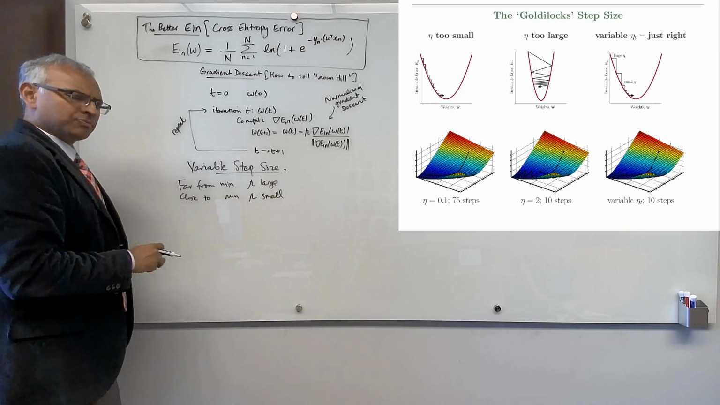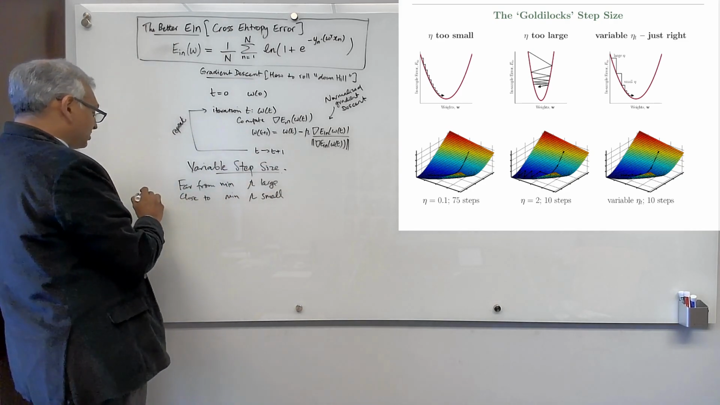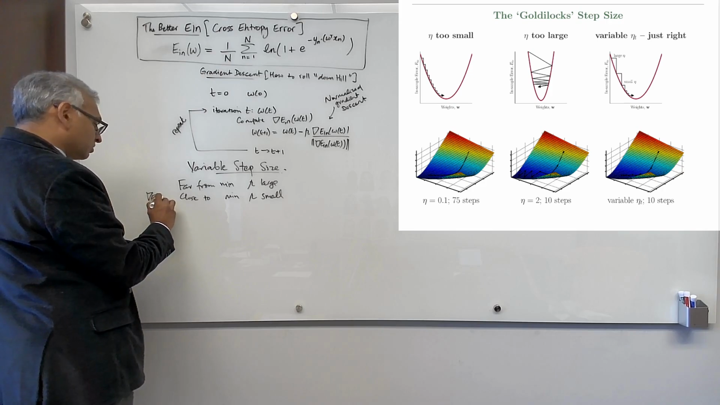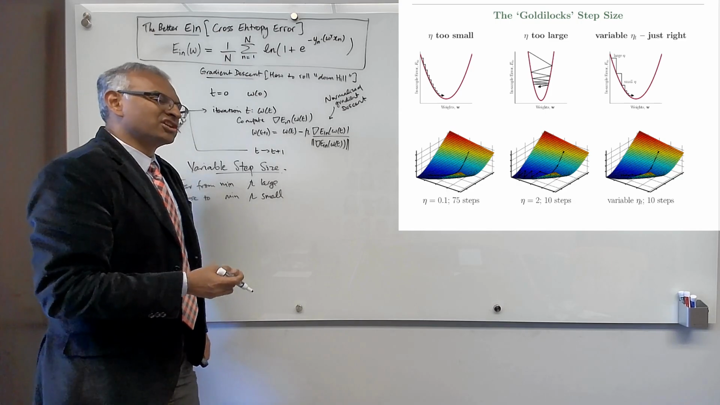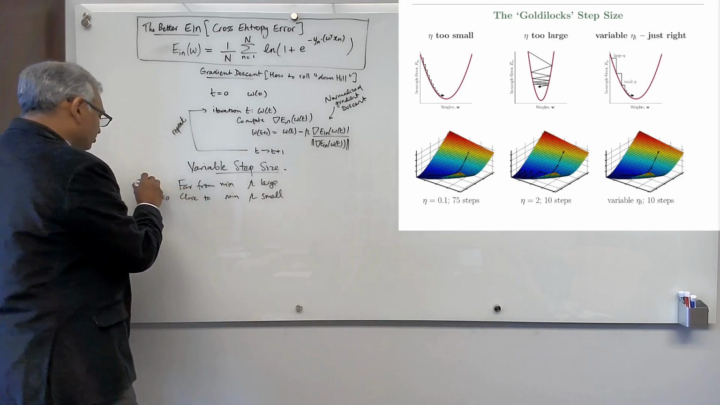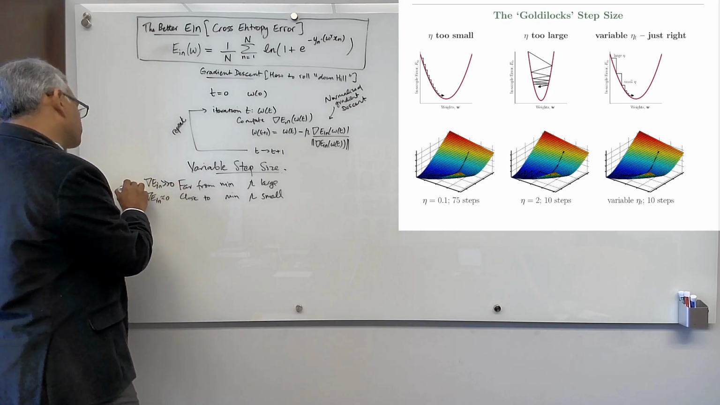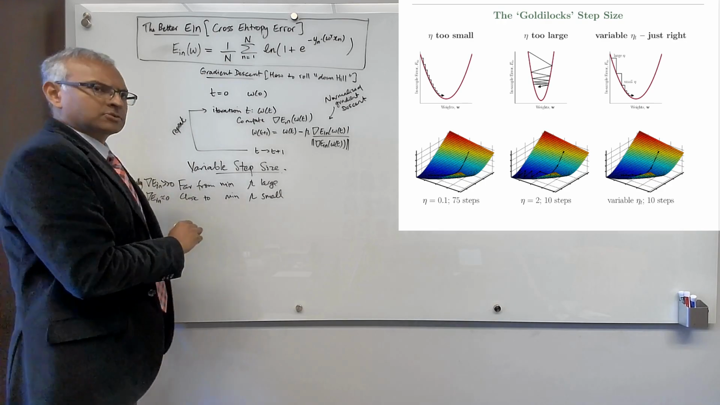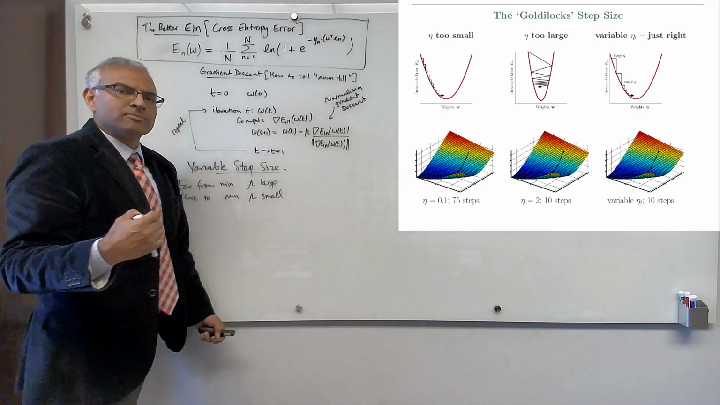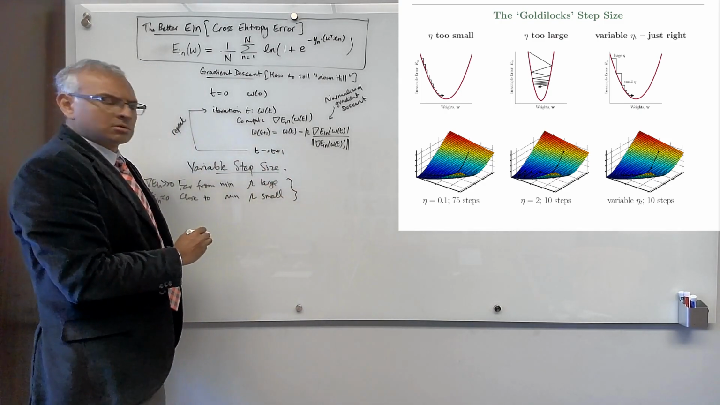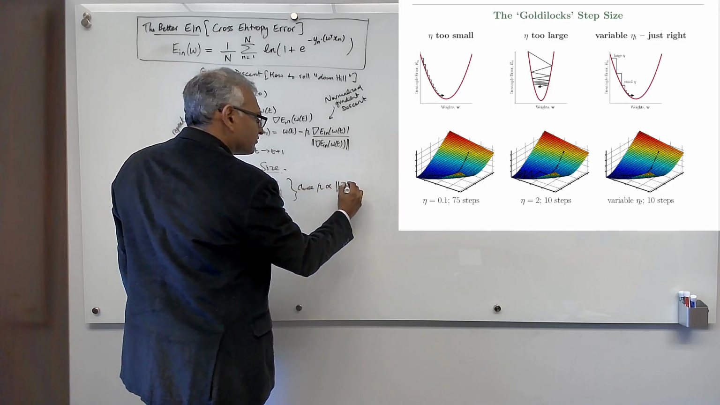Now here's one thing we know from calculus. When you're close to the minimum, and certainly when you're at the minimum, the gradient of the ensemble error will be approximately 0. When you're far from the minimum, it's not necessarily the case, but usually the gradient of E_in is much larger than 0. So this suggests that the norm of the gradient is an indicator of how far you are from the minimum. So, conclusion, choose eta proportional to the size of the gradient.